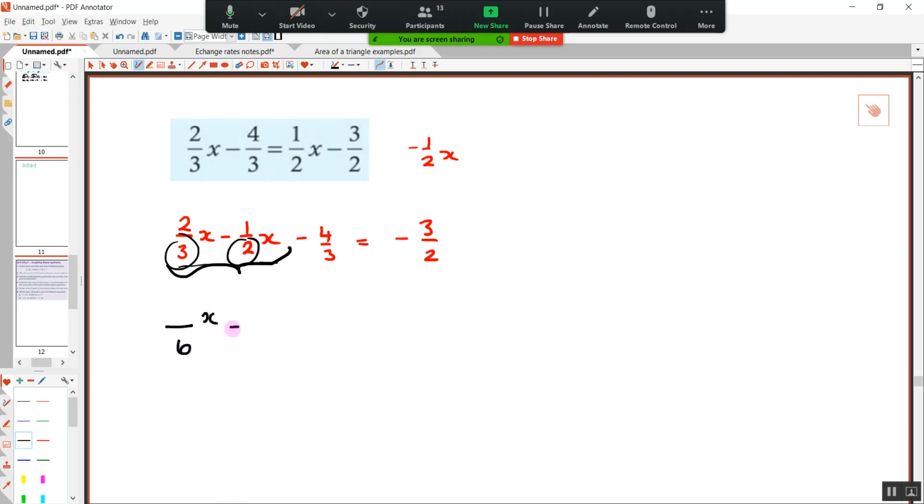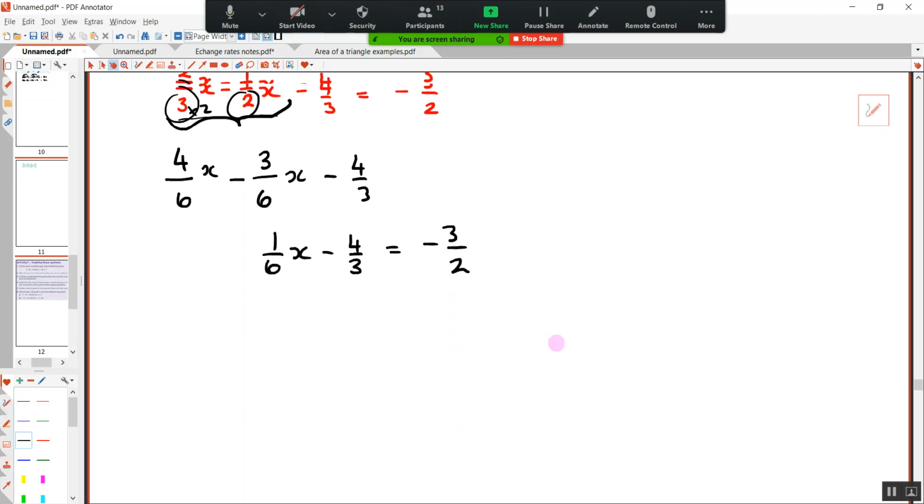The common denominator would be 6. So we've got this one times 2, so that would be 4/6, and this would be 3/6. So then we've got 4/6 of an x minus 3/6 of an x gives me 1/6 of an x. All right. So I've done the first stage. Then what did you do?